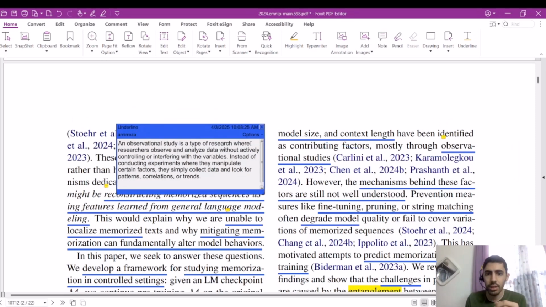Observational studies is a type of research where researchers observe and analyze data without actively controlling or interfering with the variables. Instead of conducting experiments where they manipulate a certain factor, they simply collect data and look for patterns and correlations. For example, imagine that you have a simple neural network and you don't have access to tune the learning rate or the size of the model.